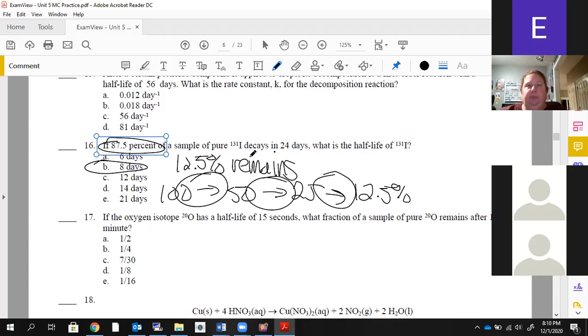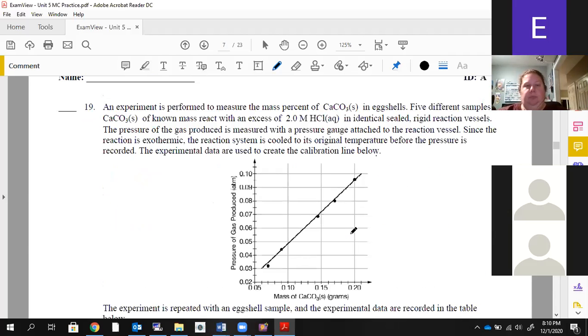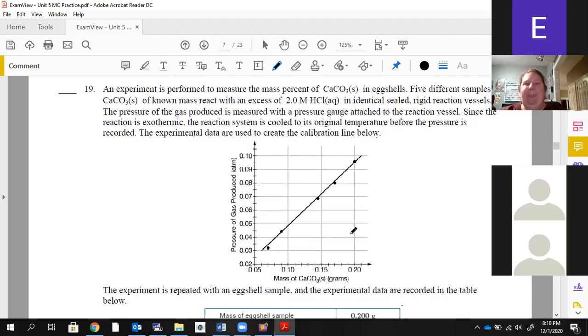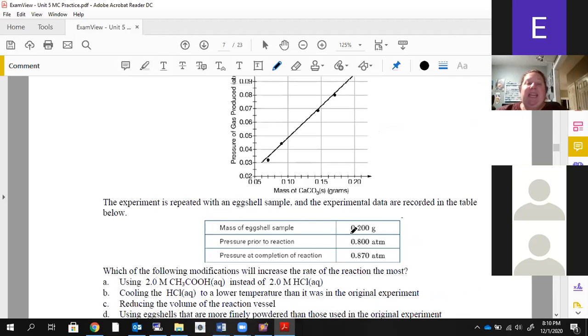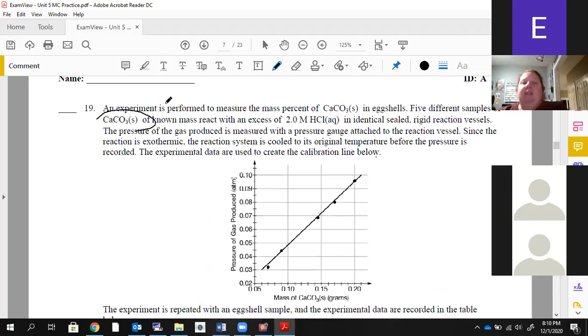And then number 19. My question for that is, does reducing the volume not affect the rate in this case? So in this case, it's not going to, because your reactants are a solid and an aqueous solution. So it only affects it if it's gas. Correct.